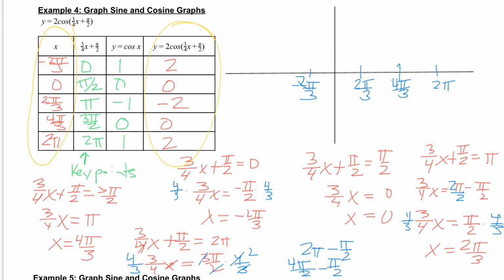And then my amplitude is going between -2 and +2. So on my y-axis, I know I need to go at least up to 2 and down to -2. So I have my first point, which is -2 pi over 3 and 2. I have the point 0, 0, the point 2 pi over 3, -2, 4 pi over 3, 0, and 2 pi, 2. And I'm going to curve it. Remember, that graph is going to continue to go on forever. If you have questions on this, let me know.